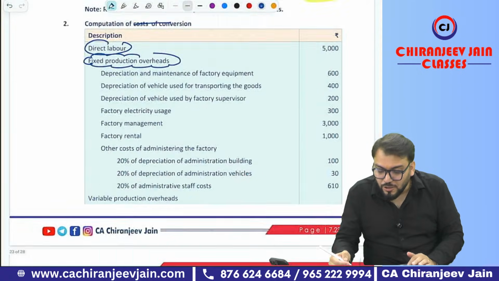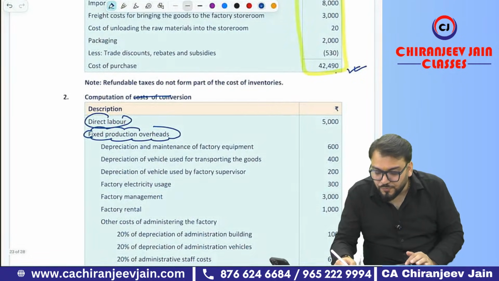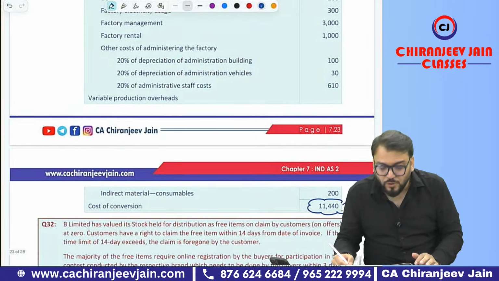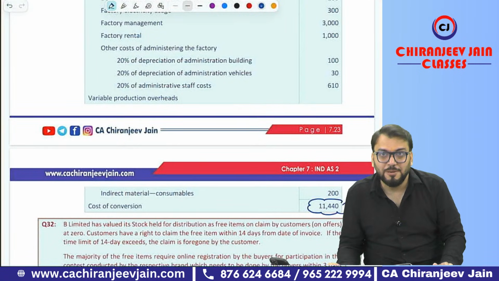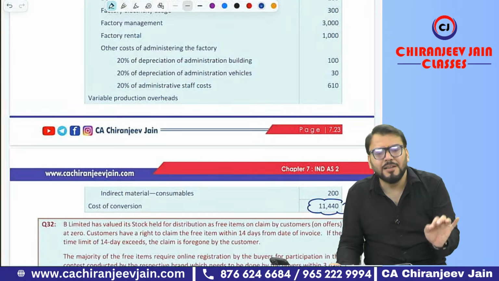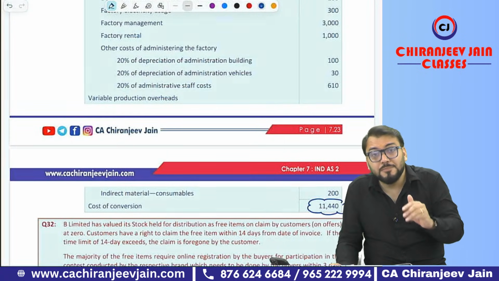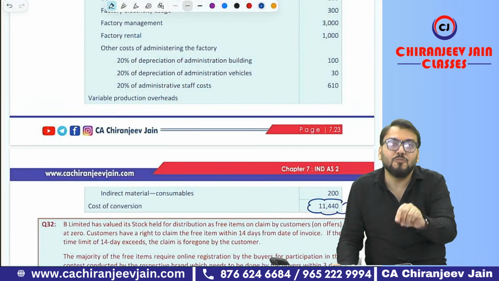And the total cost price of inventory will be 42,490 plus 11,440. That becomes the total cost price of inventory. But they have asked for a journal entry in this case. What will the journal entry be? Inventory account debit to bank, if the payment has been done.